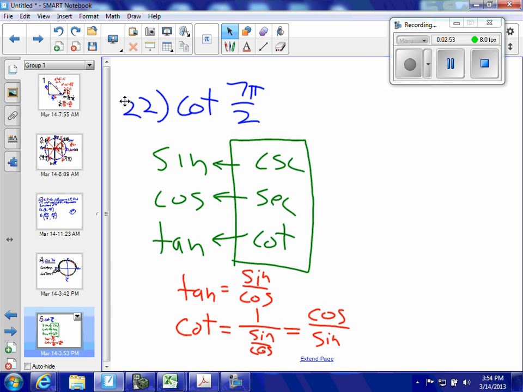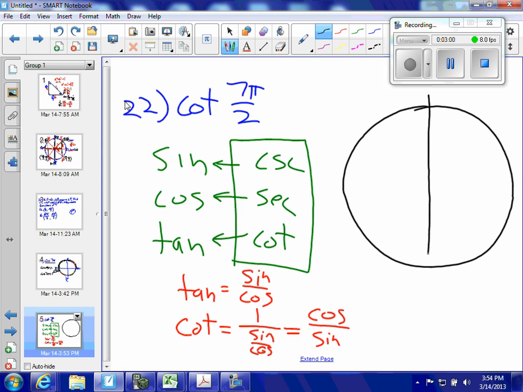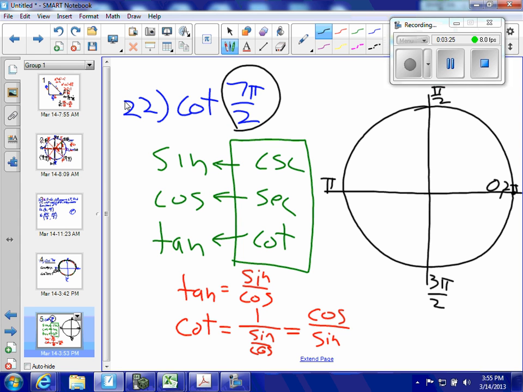So now I need to find 7 pi over 2. Well, okay, I'll draw myself a unit circle. And I'll put my axis in here. And I know I have 0, 0, 2 pi. That's that point right there. And I have pi over 2, pi, and 3 pi over 2. So since I'm looking for 7 pi over 2, I decided to just mark the points on my unit circle where I have some form of pi over 2.